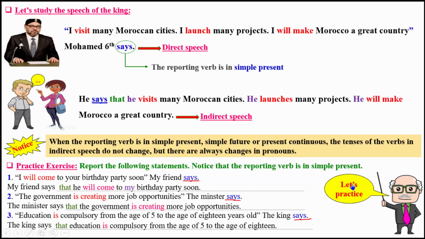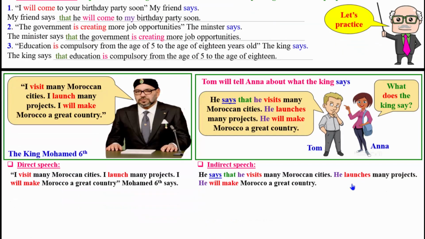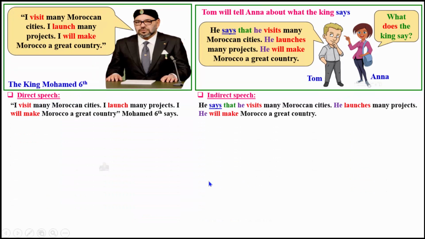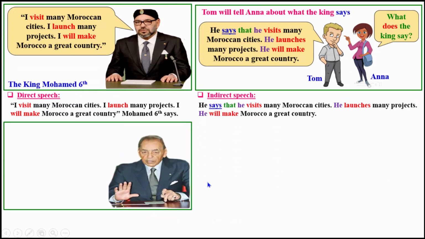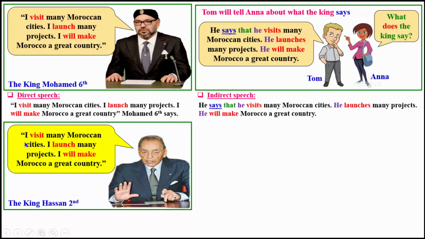Now let's look at another example of direct and indirect speech. This is the king of Morocco, the late king of Morocco, Hassan II, and Hassan II says this: I visit many Moroccan cities, I launch many projects, I will make Morocco a great country. When did he say this? Of course, he said this in the past because this king, Hassan II, died a long time ago. So this is the past.